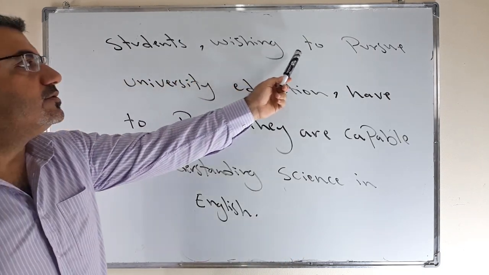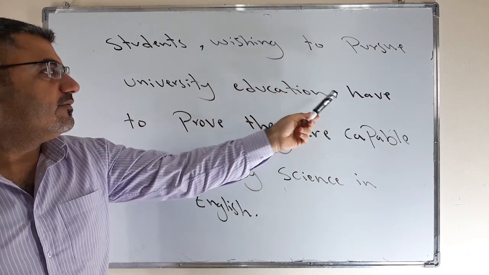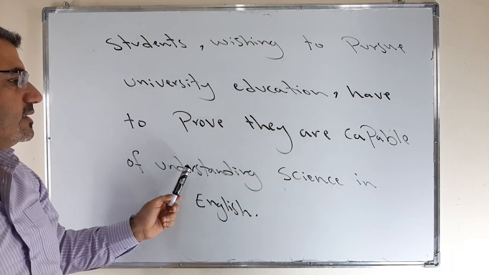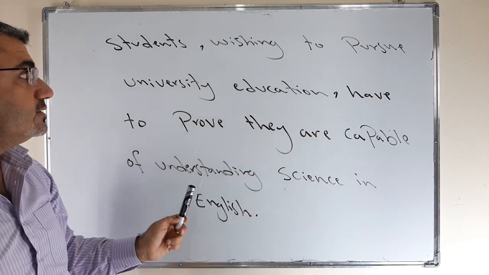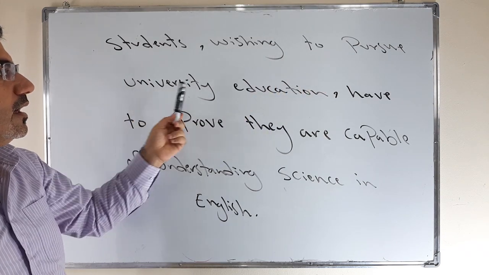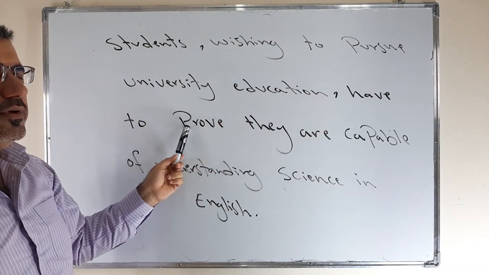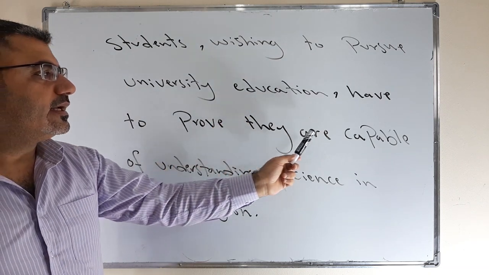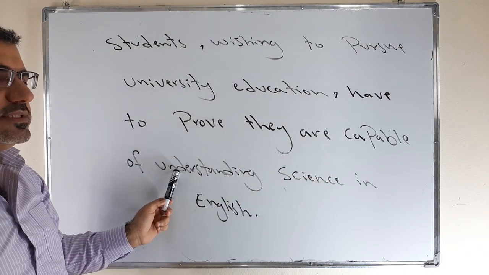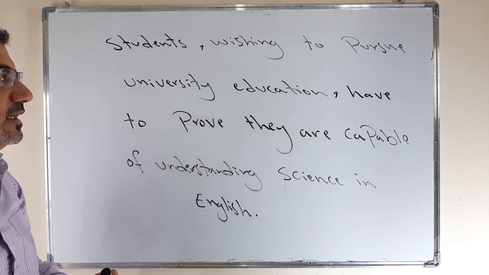Students wishing to pursue university education have to prove they are capable of understanding science in English. الطلاب الراغبين في متابعة التعليم الجامعي have to، يجب أن، prove يثبتوا أو يبرهنوا، they are capable of، بأنهم قادرين على understanding، فهم ساينس المواد العلمية in English في اللغة الإنجليزية.